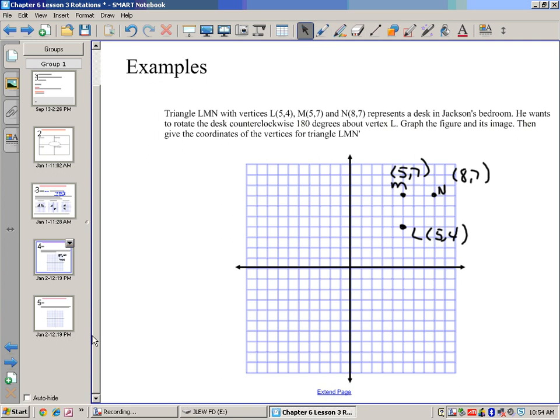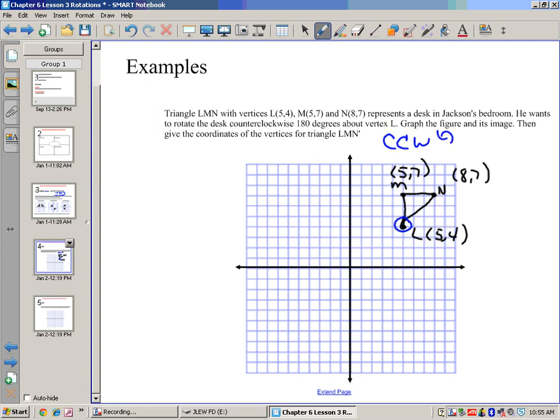Okay, this represents a desk in Jackson's bedroom. Let's connect our points. Okay, he's got a triangle desk. He wants to rotate the desk counterclockwise, 180 degrees, about the vertex L. L is not going to be moving, and that point of the desk is going to be our fixed point. And counterclockwise, once again, we're going to the left.